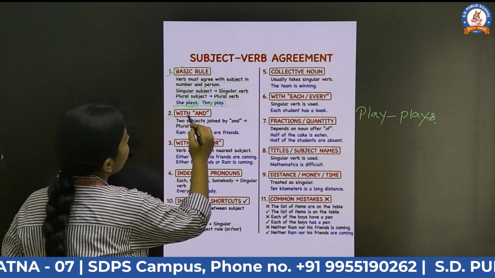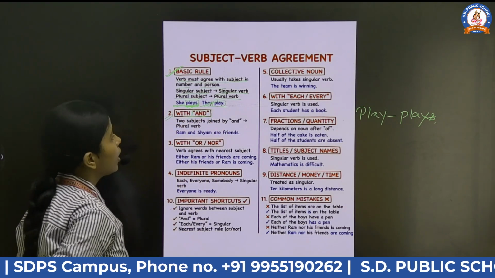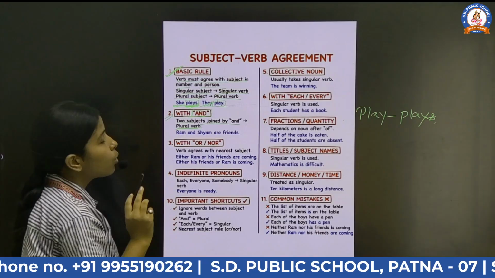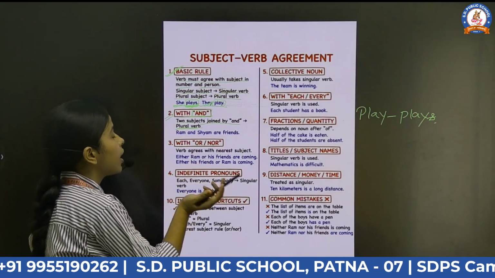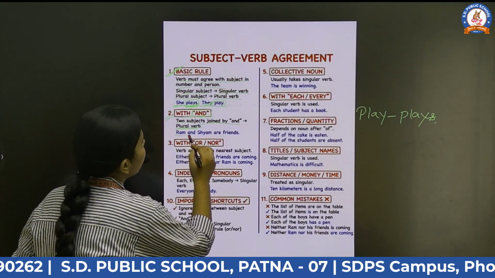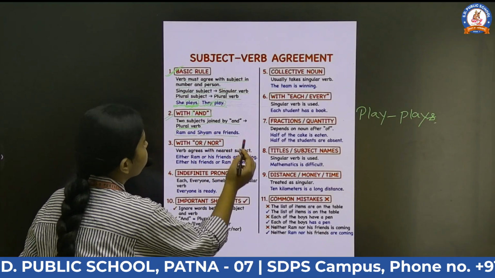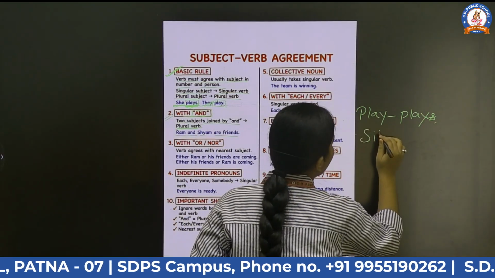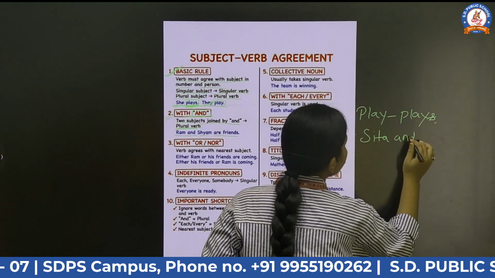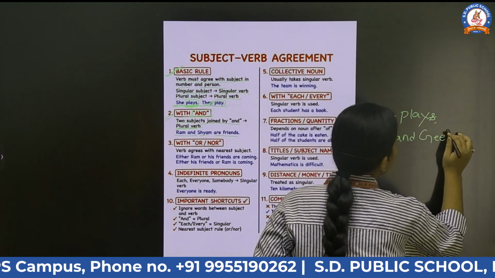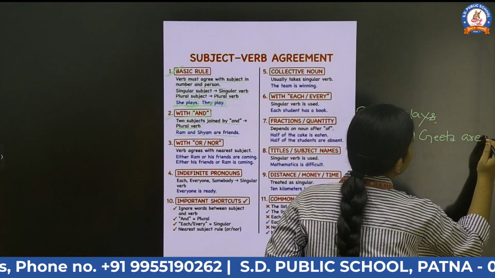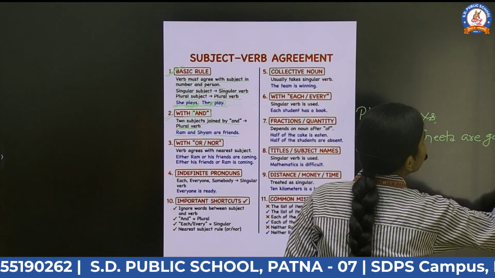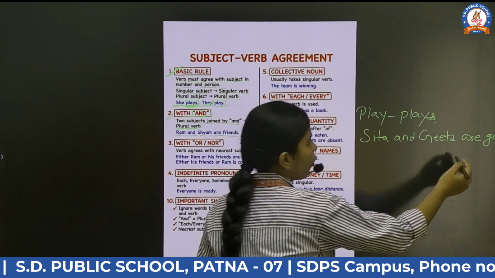Second one: how will we use and? Look, two subjects joined by and take a plural verb. If two subjects are joined by and, then we will take a plural verb. Like, Ram and Shyam are friends. We can take more examples besides this. Like, Sita and Geeta are going to market. Here you can see what I have written is are.